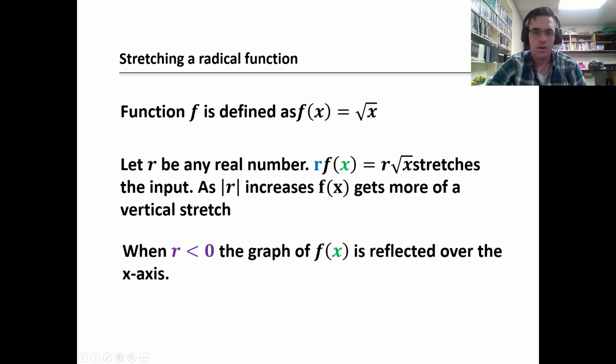All right, so let's talk about how r stretches it. If I multiply the function by some number, so the number we're multiplying is outside of the square root, then whatever r is, the absolute value of r will be a vertical stretch of our graph. So r can be positive or negative. The further away it is from above 1 or below -1, it'll stretch our graph. If it's between -1 and +1, it's going to compress our graph. And also, if r is a negative number, it's going to reflect it over the x-axis.